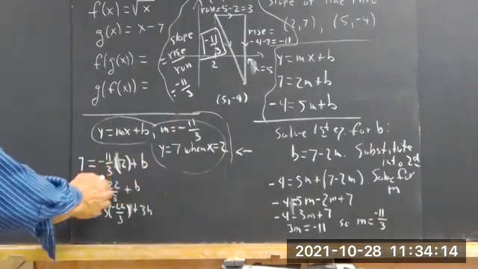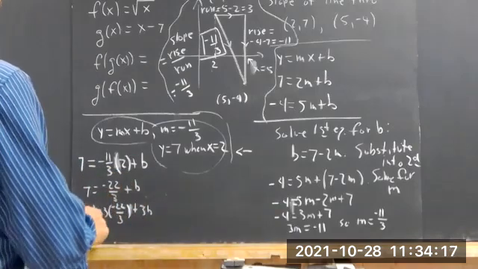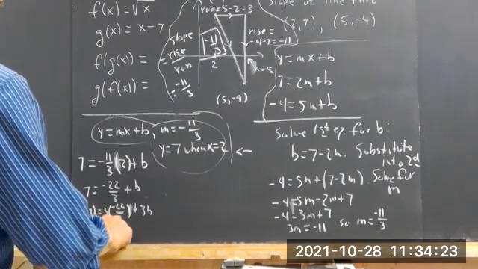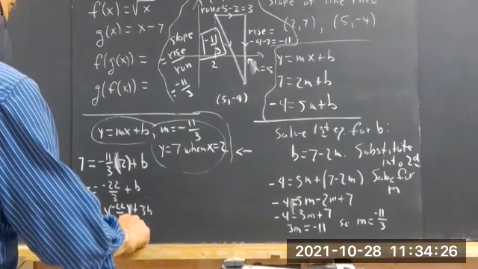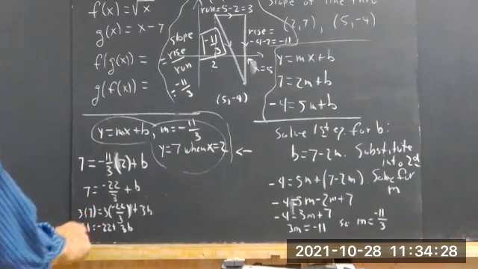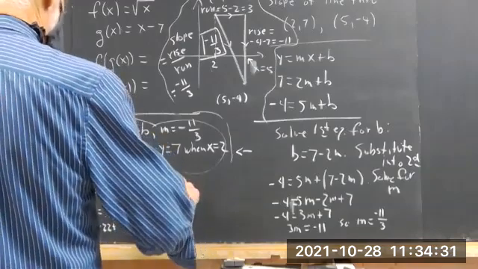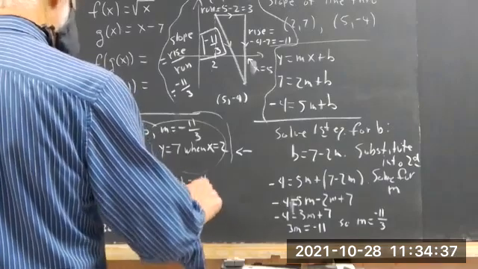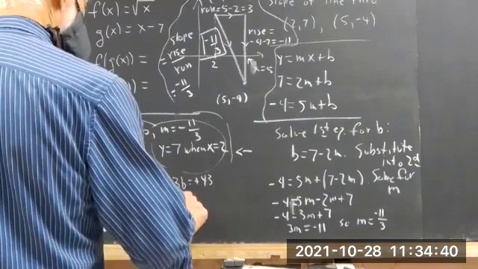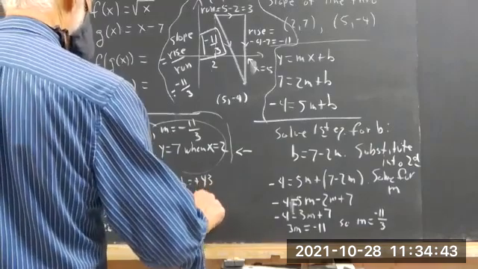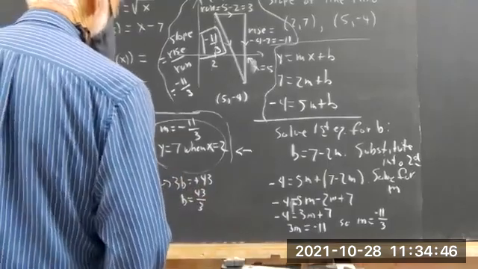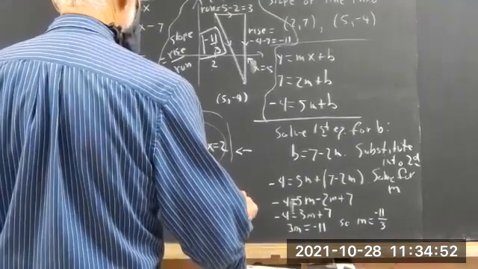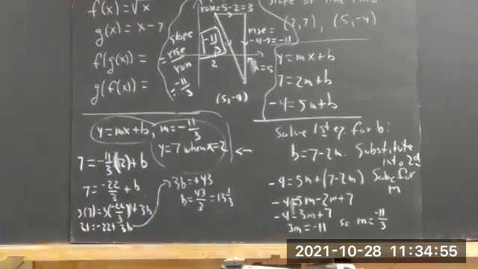Distribute 3 through the two terms on this side and so forth. And we get 21 equals negative 22 plus 3b. So 3b equals negative 43. No, I think positive 43, sorry. And b equals 43 over 3, which is 13 1/3.